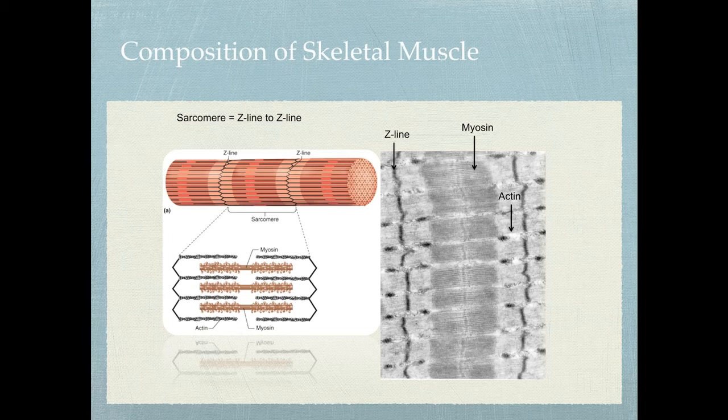Now, if we look deeper into a sarcomere, we see that a sarcomere is made of 2 filaments. You see the actin filament, which is thinner, and then the myosin filament, which is thicker. And you see on the right, that's how we actually see it on a microscope. You see those zigzaggy lines, the Z-lines, we see the myosin, which is those thick filaments in the middle, and then the actin. Those are our contractile proteins.